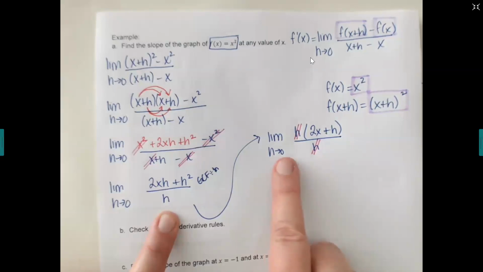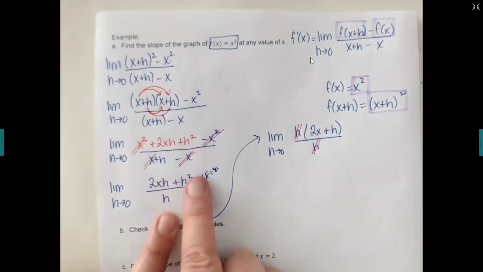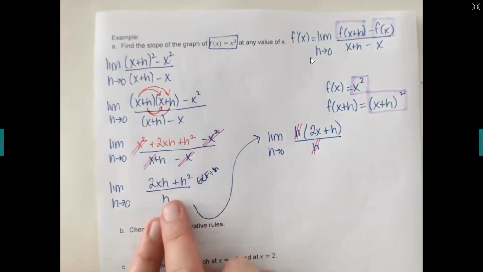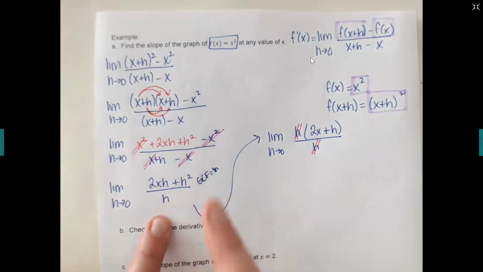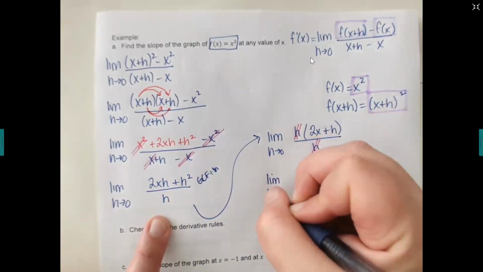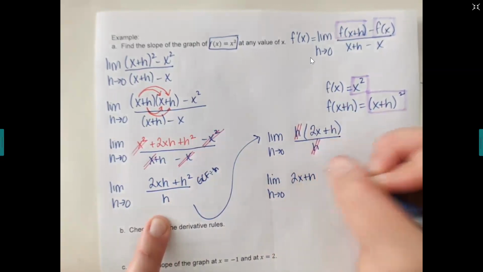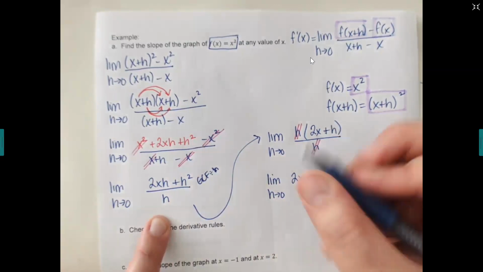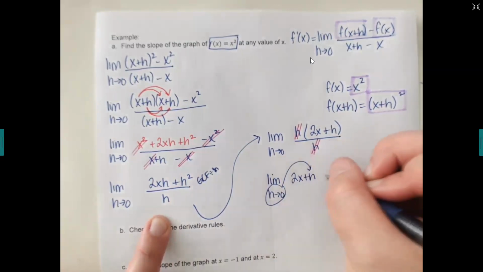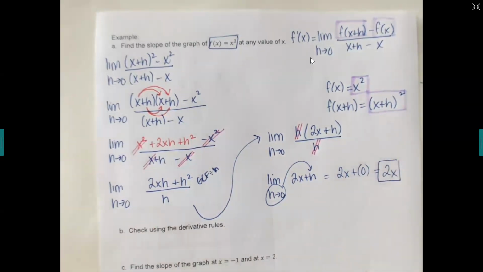Now, prior to this, if I had tried to plug in 0, the top would have been fine, but the issue comes in that if you plug a 0 into the denominator of your fraction, you have a divide by 0, that's undefined. So we now have the limit as h approaches 0 of the expression 2x plus h. And now that there's no longer an h in the denominator, we're going to perform our substitution. That's 2x plus 0, which gives us 2x.